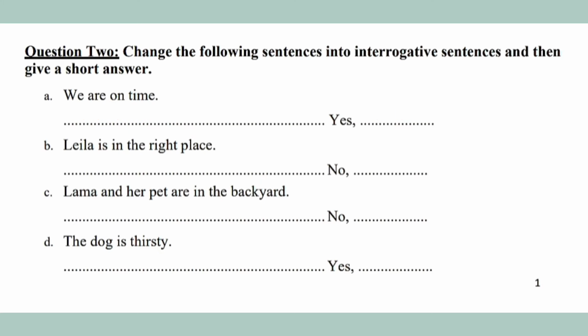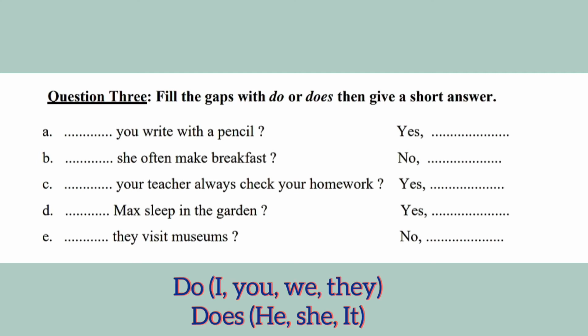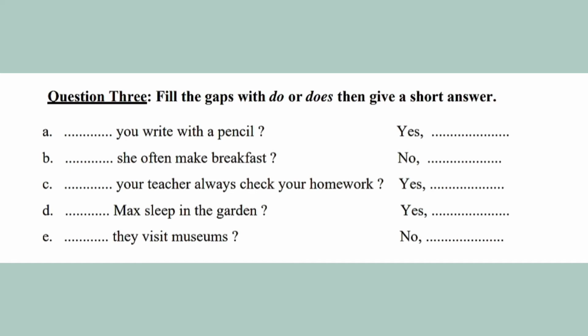And so on. Regarding the third question, you have to fill the gaps with do or does and then give a short answer. Let's solve the first part. You write with a pencil. Look at the subject. It can help you know what to use. Do is used with I, you, we, they, and does is used with he, she, it. So part A is, do you write with a pencil? Yes, I do. And so on.